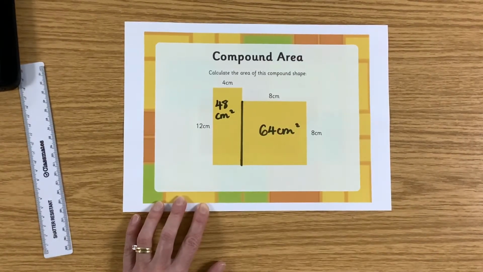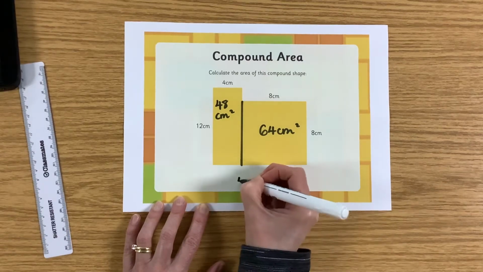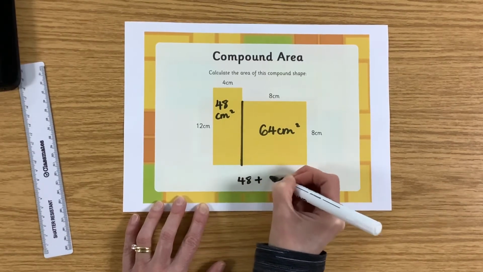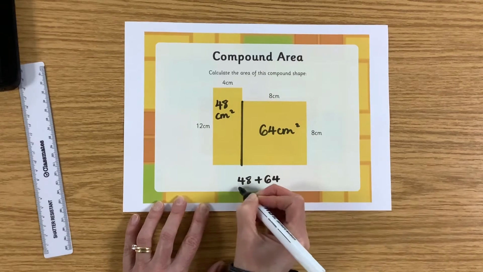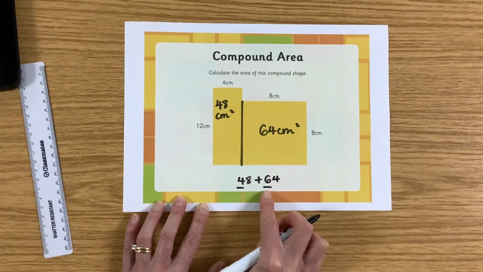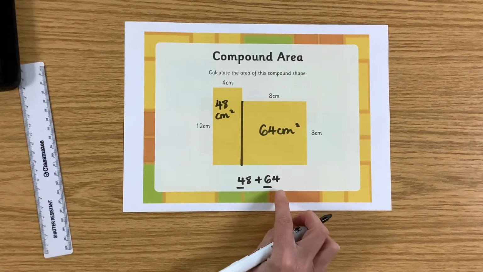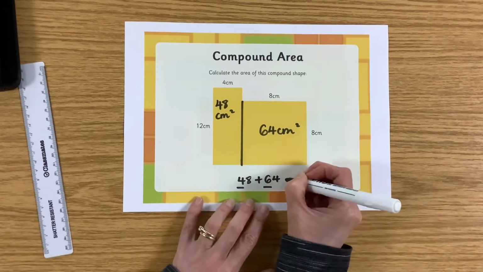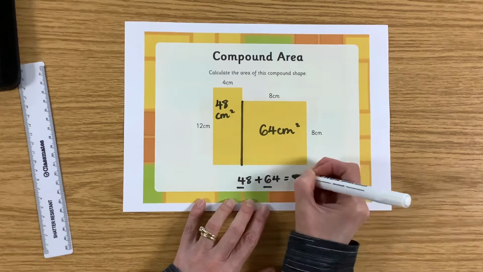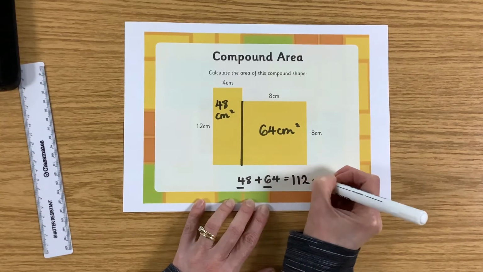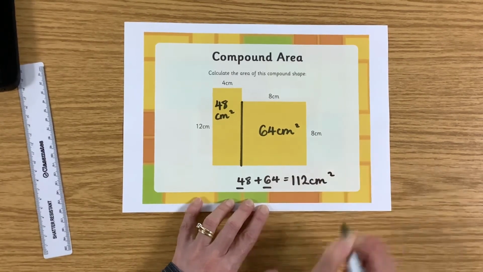Now, can you add those together? So 48 add 64. Well, if you add your tens, 4 tens and 6 tens, 10 tens, that's 100. Add 8, add another 4. What are you going to get when you add all of that together? You're going to get a final answer of 112 centimetres squared.